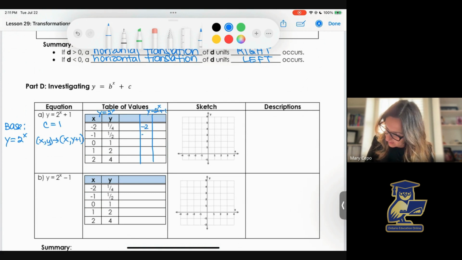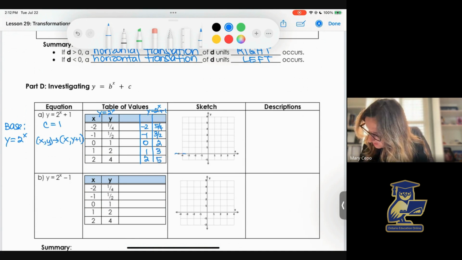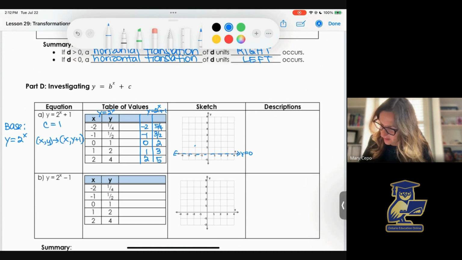So -2, -1, 0, 1, 2. If we took 1/4 plus 1, that would be 5/4, or 1 and 1/4. 1/2 plus 1 would be 3/2. 1 plus 1 is 2, 2 plus 1 is 3, 4 plus 1 is 5. Okay, so again, always starting with that horizontal asymptote, y equals 0. At -2, 5/4, so 1 and 1/4 would be about here. Oops, I did draw the horizontal asymptote, but what I didn't realize is that I didn't draw it at the right spot.